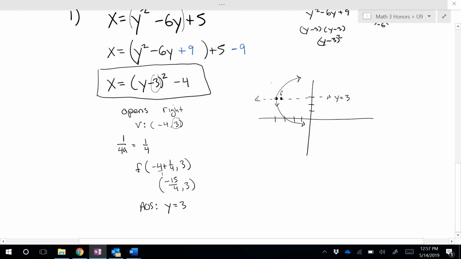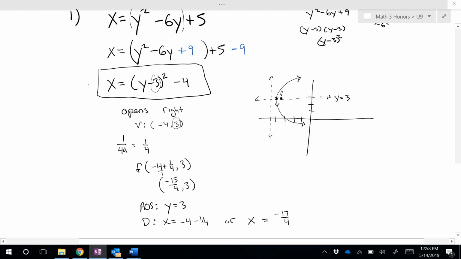And then the directrix is what we said yesterday. The definition of a parabola is that every point on the parabola is the same distance to the focus as it is to the directrix. So in particular, we look at the vertex. And so because the vertex is a fourth from the focus, it's also a fourth from the directrix in the opposite direction. So our directrix is going to be the line x equals -4 minus a fourth, which would be x equals -17/4.